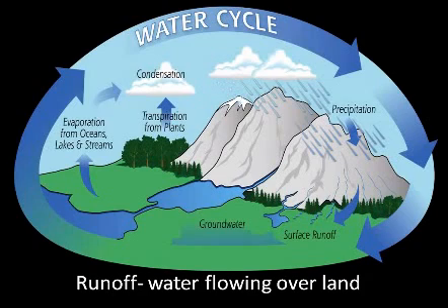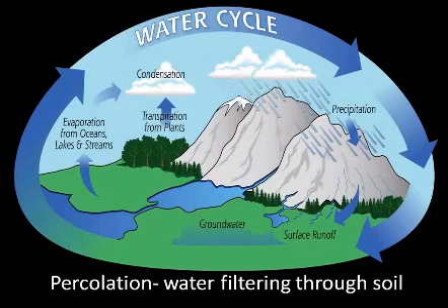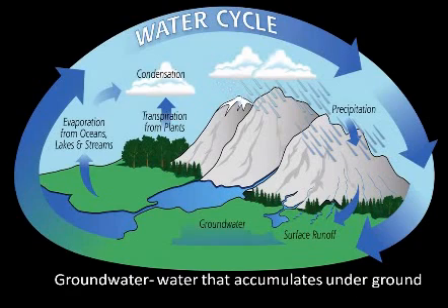Once on Earth, the water will flow over the land back into the oceans, lakes, and streams. We call that runoff. If it's not flowing over the land, it's flowing into the land and filtering through the soil. We call that percolation, not pictured here. When the water percolates through the soil, it will accumulate underground. We call that groundwater, because it's in the ground.